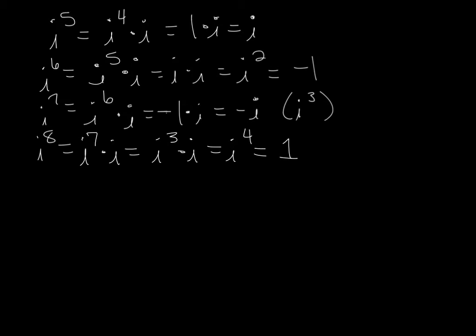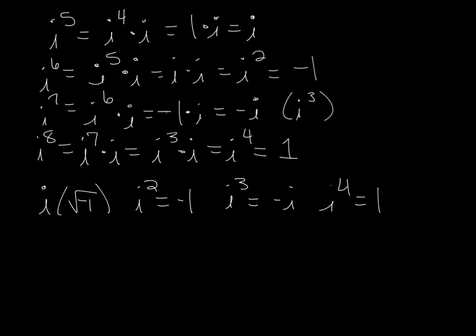So what happens with powers of i? I know this is kind of weird, but powers of i go in a pattern of 4. And all you need to know are the first four. Let's write them again. i is just i, which is the square root of -1. i squared is -1. i cubed is -i, and i to the fourth is 1.